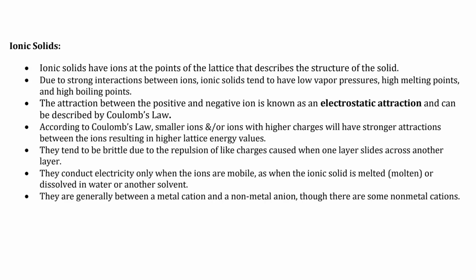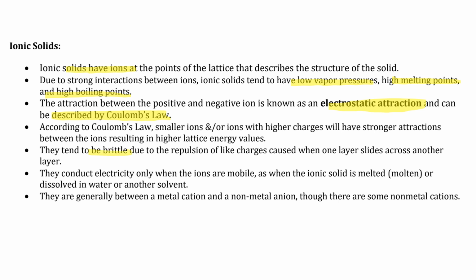So the first type is ionic solids. They have ions at the points of the lattice that describe the structure of the solid. Due to the strong interactions between ions, ionic solids tend to have a low vapor pressure, high melting points, and high boiling points. The interaction between the positive and negative ion is known as electrostatic attraction and can be described by Coulomb's law. According to Coulomb's law, smaller ions and ions with higher charges will have stronger attractions between the ions, resulting in higher lattice energy values.